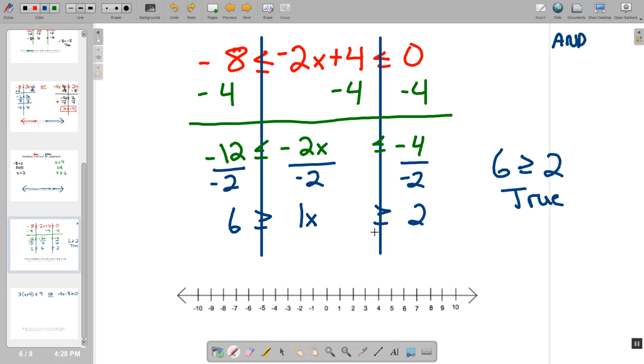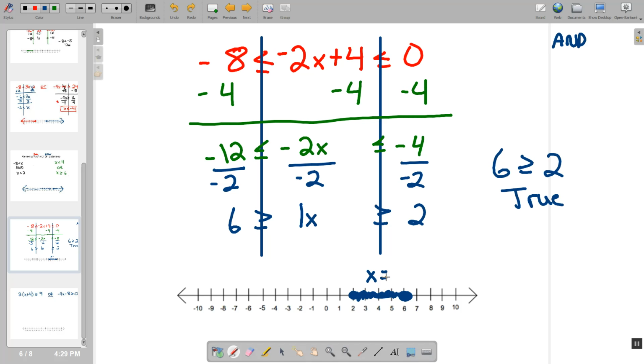To graph, I want to make a closed circle at -6, because there is an equal sign part down here. And make a closed circle at +2, because there is a part equal sign here. And I'm going to shade between these numbers. Therefore, anything in the middle should make this statement true.